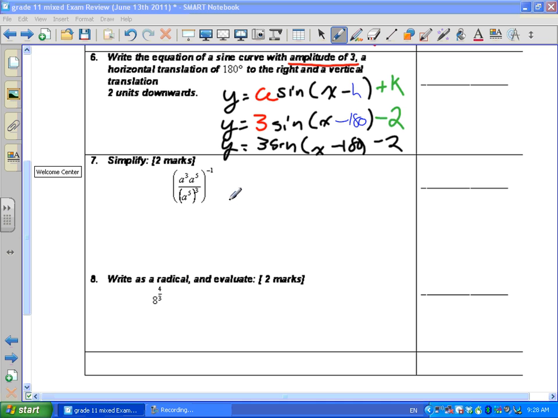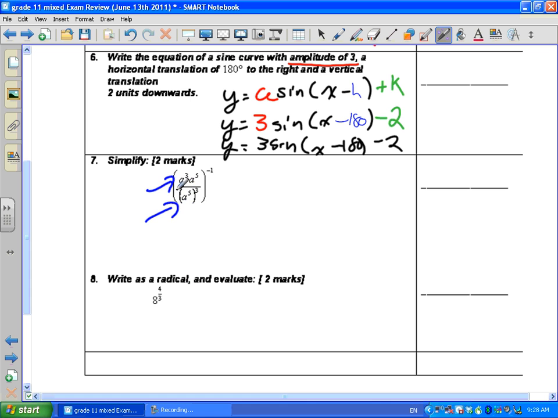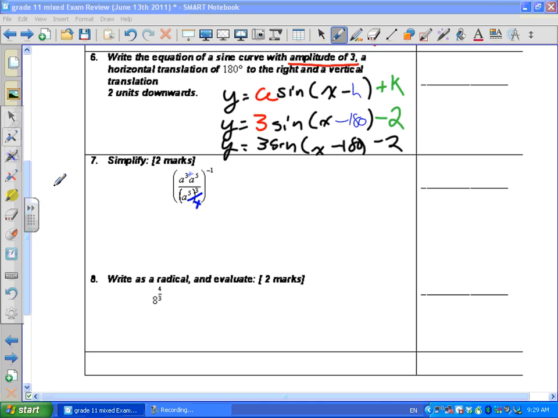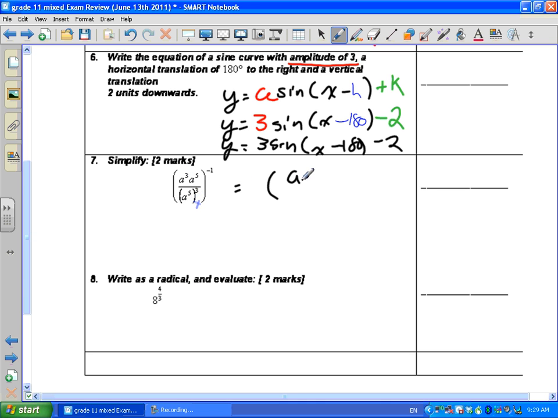Okay. Last 2 questions. According to BEDMAS, we always do inside the brackets first. So the first one is a multiplication of 2 bases that have the same exponent. So all we have to do is use the same base and add the exponents. In this one, it's a power of a power, so we'll be multiplying the exponents. So I'm going to rewrite the next line. So we have A to the 3 plus 5 divided by A to the 5 times 3, and all to the power of negative 1. Becomes A to the 8 over A to the power of 15.